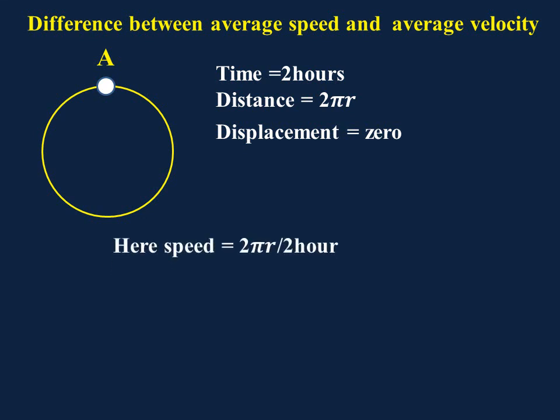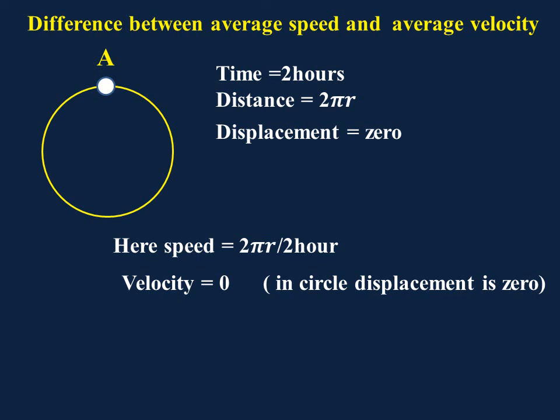Here speed is equal to 2 pi r over 2 hours. But in case of displacement, a body covers a circle, so displacement is 0. Here velocity is also 0. I hope you understand the concept of average speed and average velocity, there is a big difference between them.